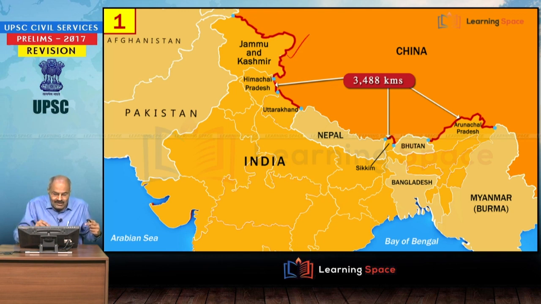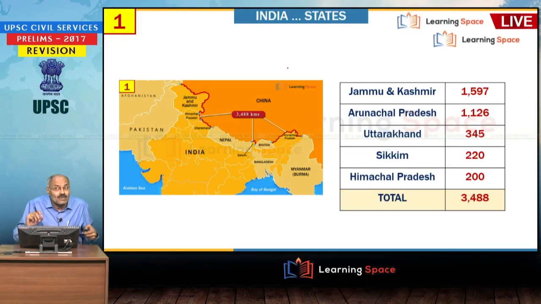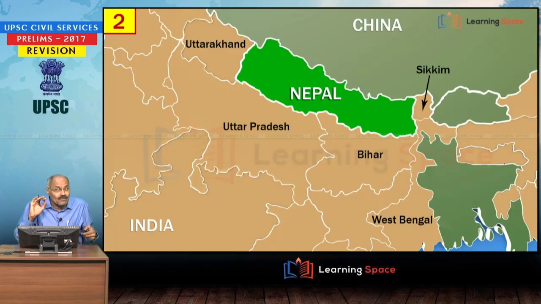These 5 states share international border with China, and out of this Jammu and Kashmir the longest, Himachal Pradesh the shortest. Please view here. Jammu and Kashmir shares longest border, then Himachal Pradesh shares the shortest border. Then if you go further, borders with Nepal.